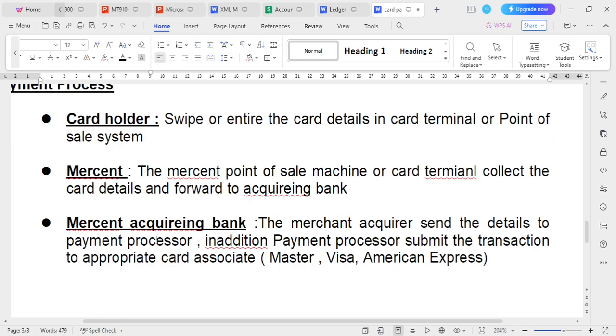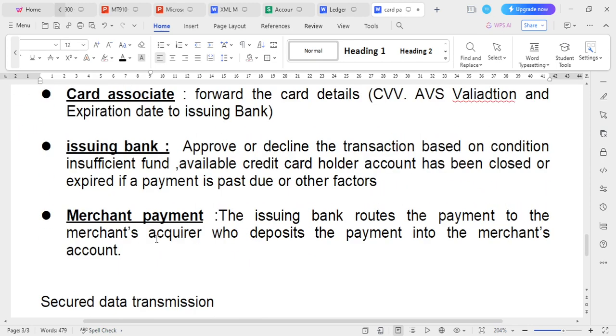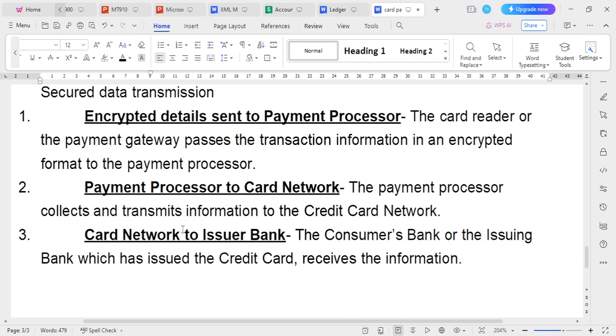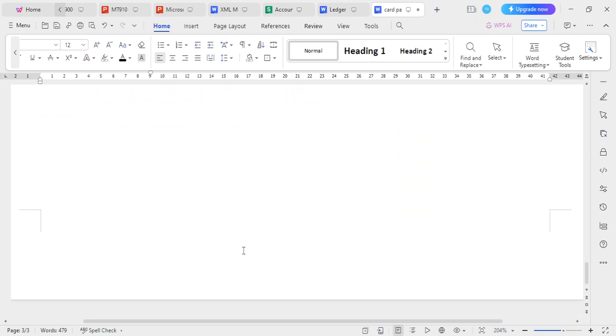So whenever you do a transaction, the encryption happens at the payment processor, and the details are sent to the credit card or debit card networks, like the Visa or Mastercard network. Finally, the amount is debited from the issuer bank and credited to the merchant account. This is the general flow of card payment.